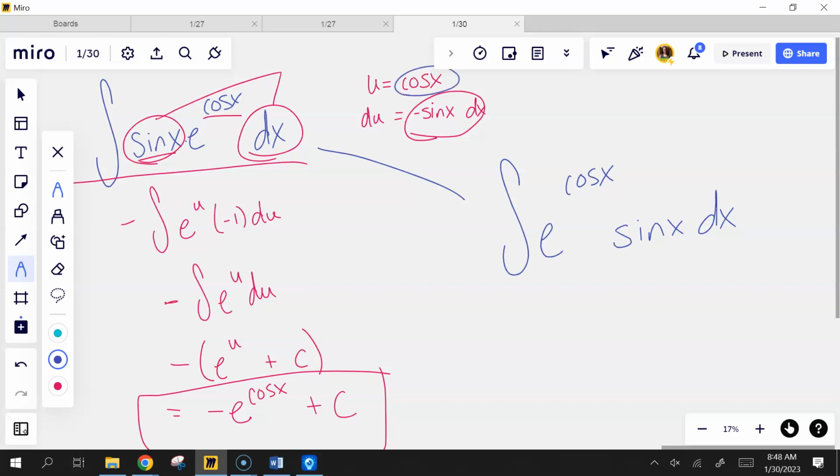Well, u is cosine x, and du is all of this, but it needed a negative. So if I give it a negative, it would match. But I can't just put a negative in there because I want to, so I have to counter it with a negative out here. And together those would cancel out.